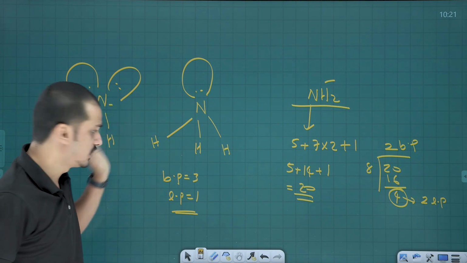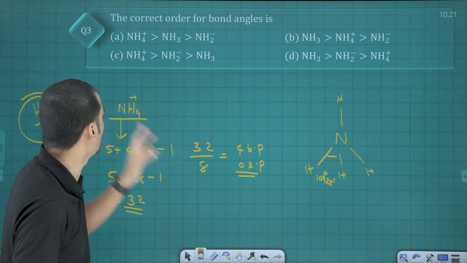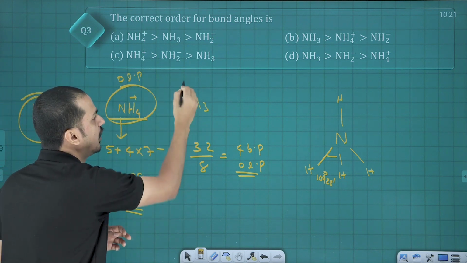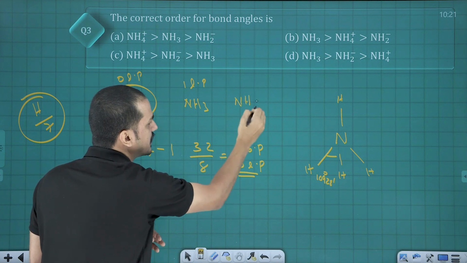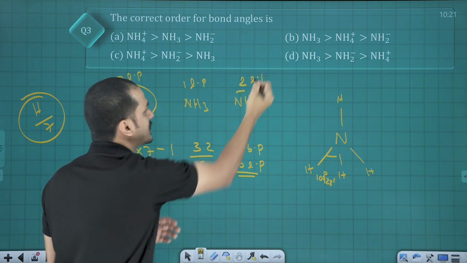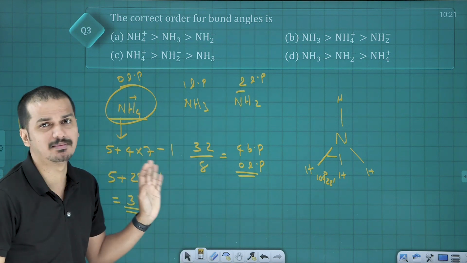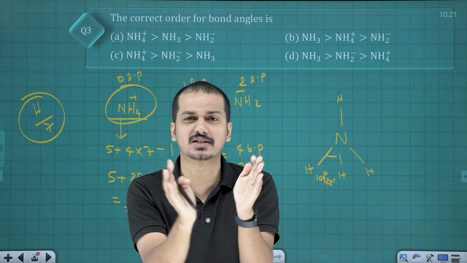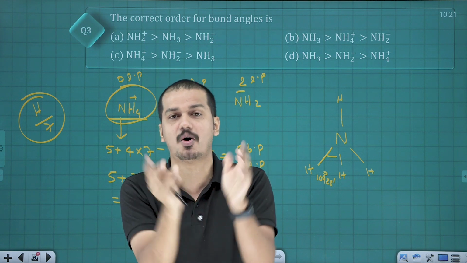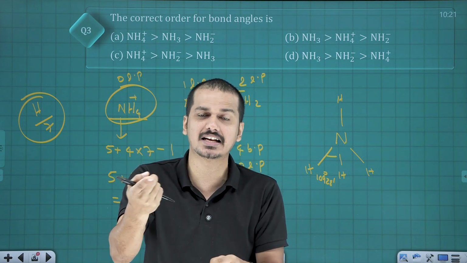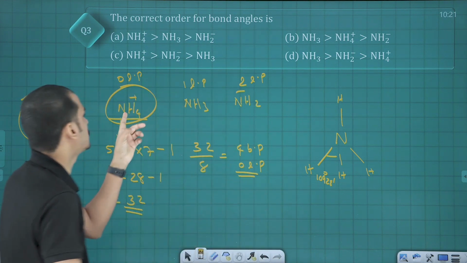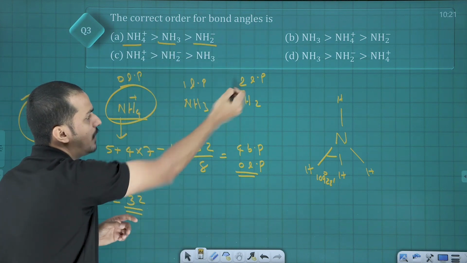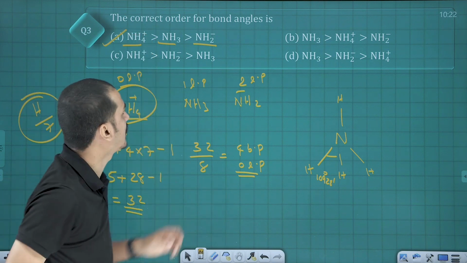So 2 lone pairs. Whenever we are looking at NH4 plus, 0 lone pair; NH3, 1 lone pair; NH2 minus, 2 lone pairs. Central atoms are the same, outer atoms are the same. So whenever lone pairs increase, because the lone pair repulsion is more, the bond pairs will come closer. Bond angle decreases. Lone pair increases, bond angle decreases. So the bond angle is more for NH4 plus, then NH3 will come, then NH2 minus will come. So option A is the correct answer.